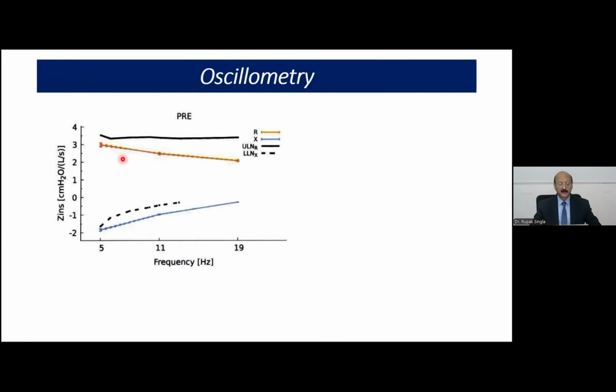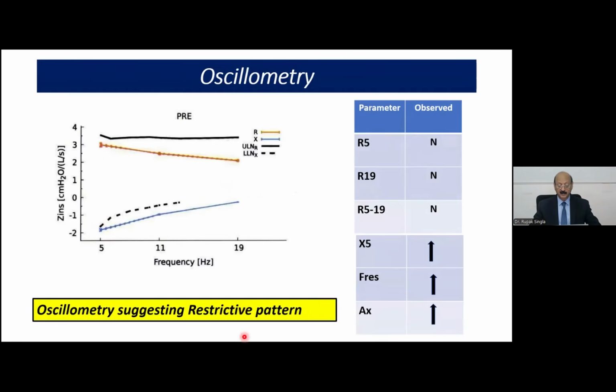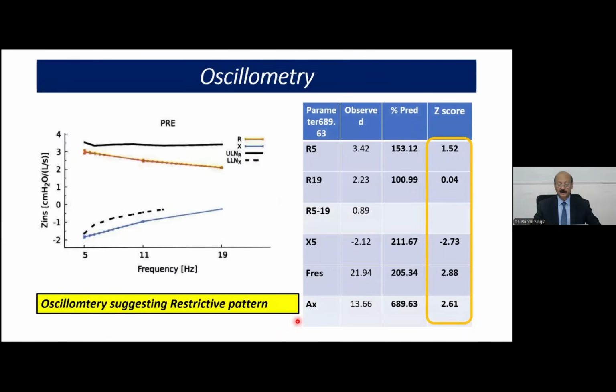Let's have a look at this. So the R5 is within normal limits, R19 is within normal limits, R5 minus R19 is also normal. But when you look at the reactance part, the X5 is more negative, the F rest will be increased, and the area of reactance will also be increased. So these are the findings, that the resistance parameters are normal, but reactance parameters are all increased. So again, this will indicate restrictive pattern. And when you look at the values, again, for the resistance the Z score is less than 1.645, while the reactance parts are all increased.